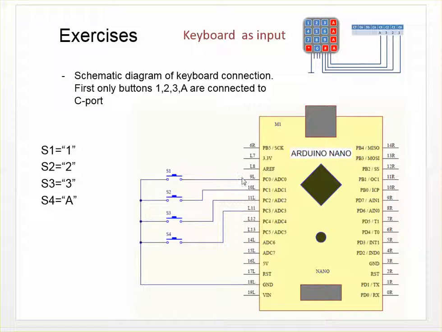And that switch 1, which means number 1, is wired to C port bit 0, and number 2 to C1, C2 and C3. And the common line here is grounded, so it will be connected to ground.